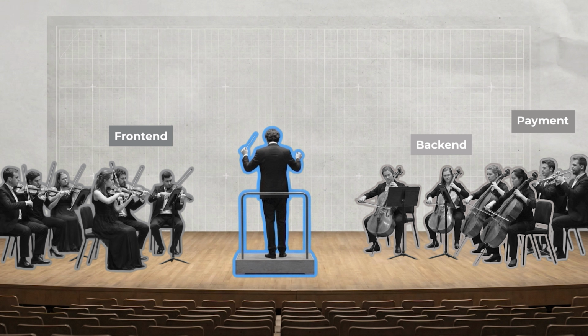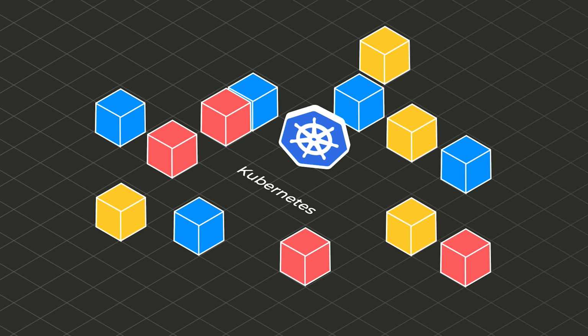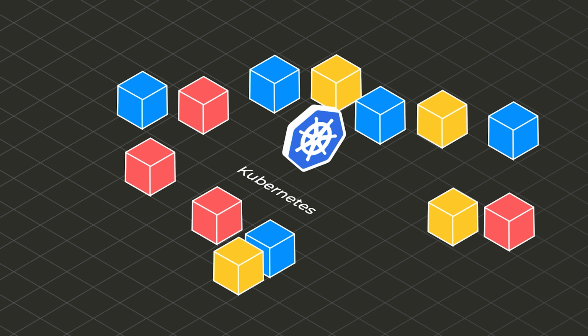But then, a conductor steps onto the stage and raises his baton. The notes align, the timing syncs, the orchestra becomes one clear performance. That's what Kubernetes does. It brings coordination and stability to all the moving pieces of a modern application.